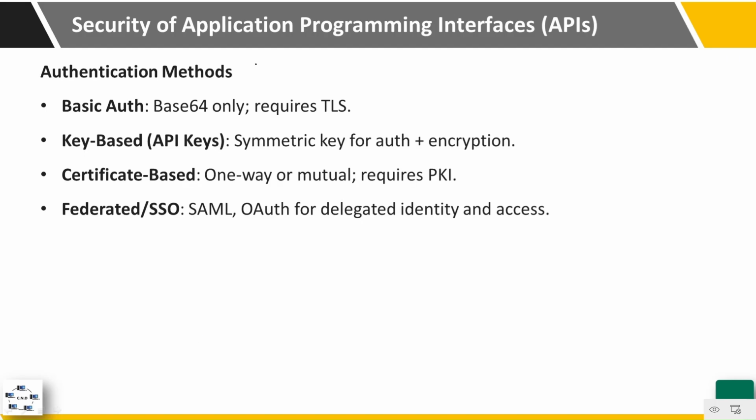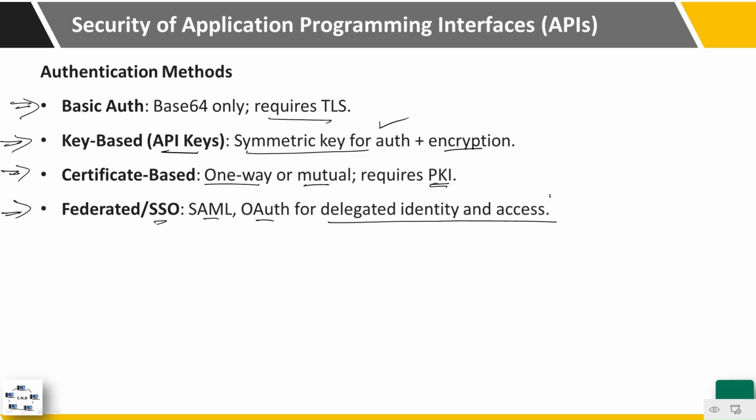So basic authentication methods of APIs include basic authentication such as base 64 only, which requires TLS. Then we have the key-based authentication where we need API keys, which are symmetric keys used for both authentication as well as encryption. Then we have the certificate-based authentication, which may be one way or mutual, and certificate-based authentication basically requires PKI or public key infrastructure. And then the federated/SSO single sign-on, which includes SAML and OAuth for delegated identity and access.